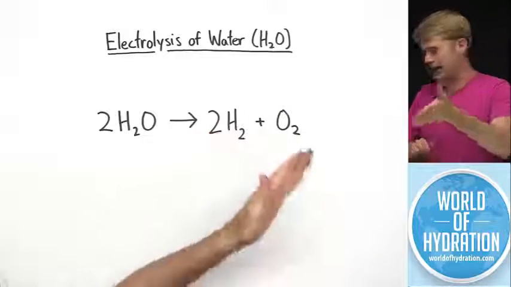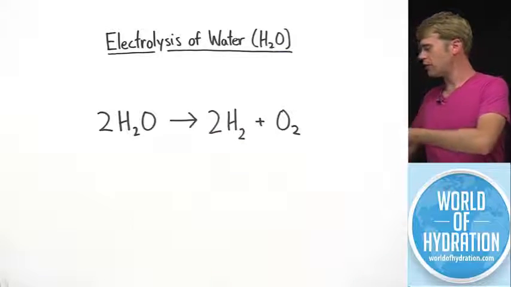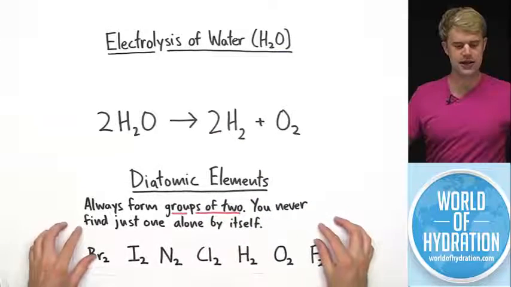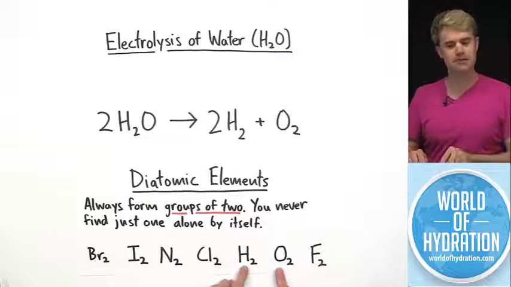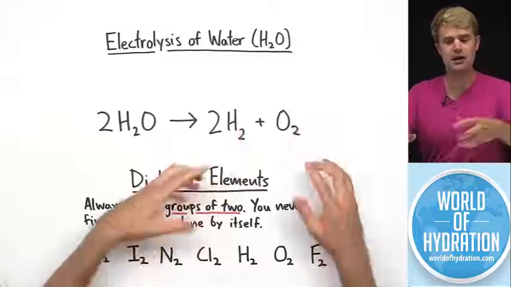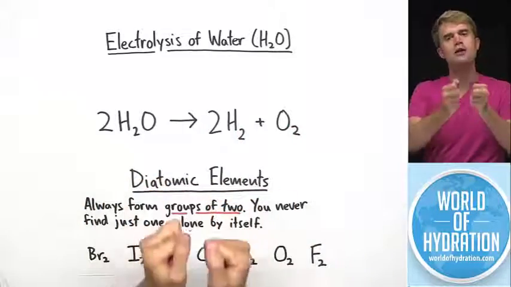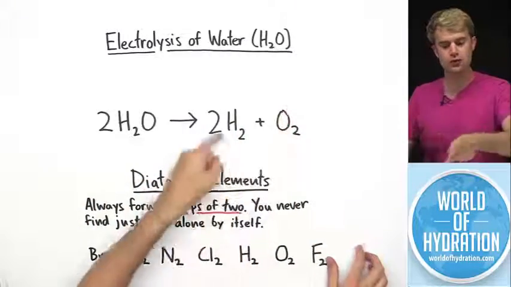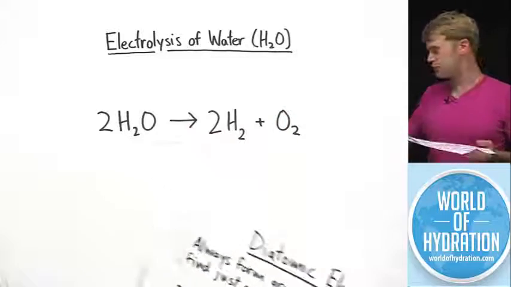Well, hydrogen and oxygen, just like chlorine, which we saw earlier, are examples of the diatomic elements. You'll never find just an H or an O alone by itself. These elements always pair up and form twos. So that's why we got H2 and O2 here.